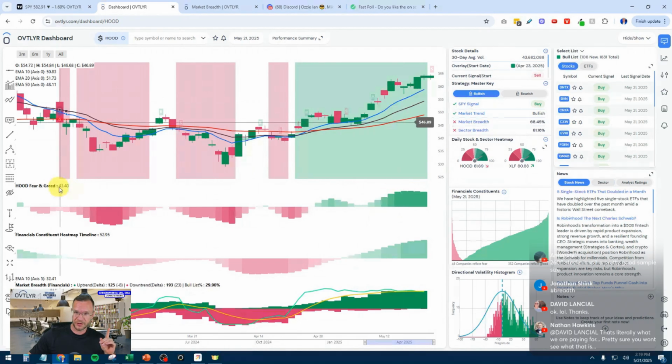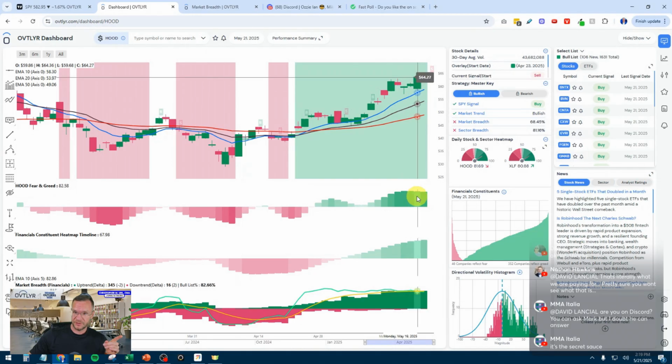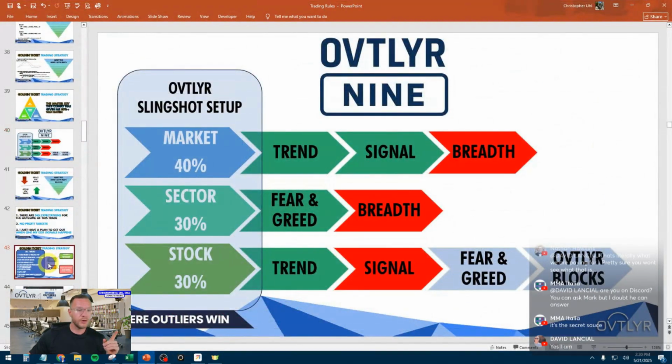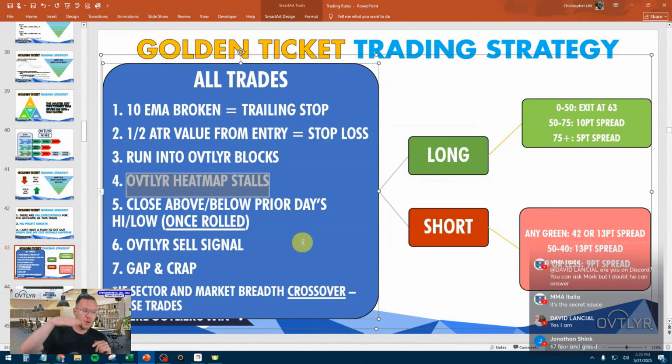So if you look over here and move your cursor over here, look at that value. It says it was at 83 when it peaked, 83.42. Then 83.17, 82.58, 81.69. When the fear and greed peaks and then starts to contract, that is a sell signal to me. And it's not, oh, you know what, I think it's going to go down. No. I have this written in stone. If the Outlier heat map stalls, meaning it has not a higher value or a lower value, that is an exit signal. I will make sure that I exit no matter what.